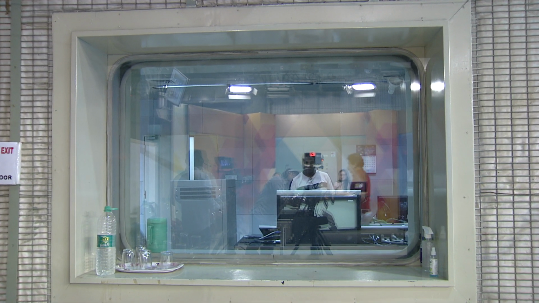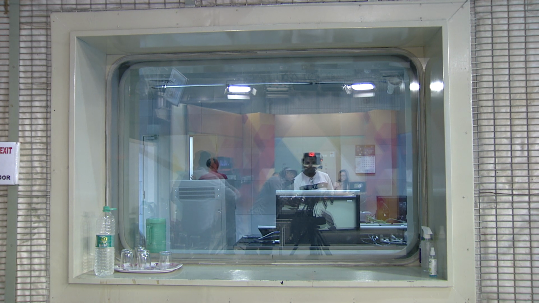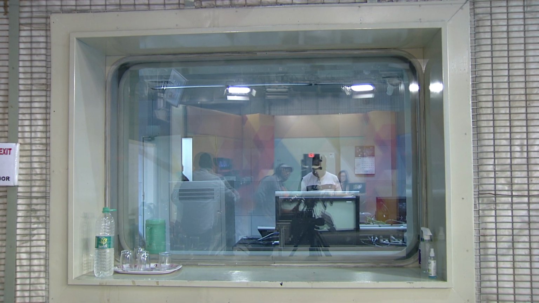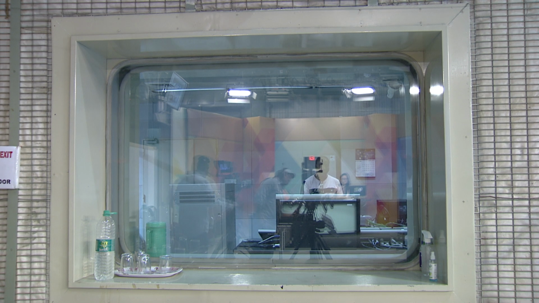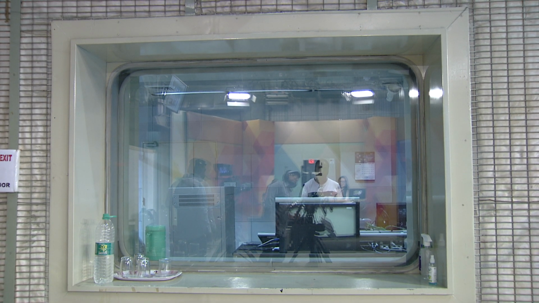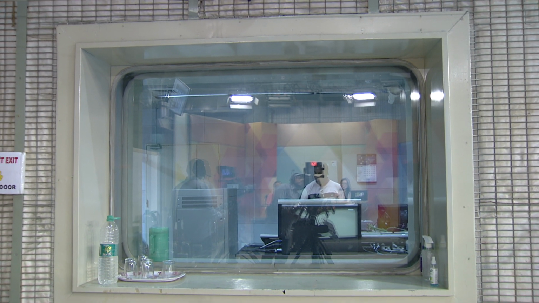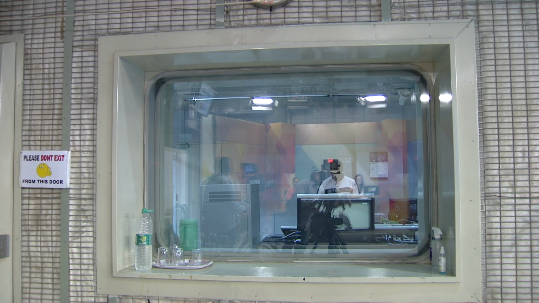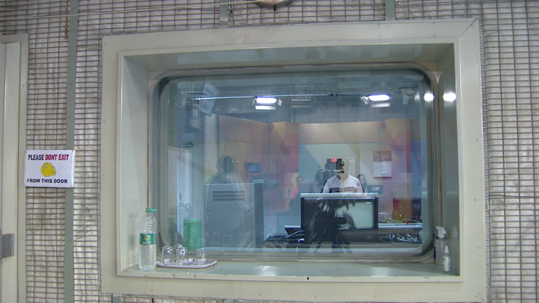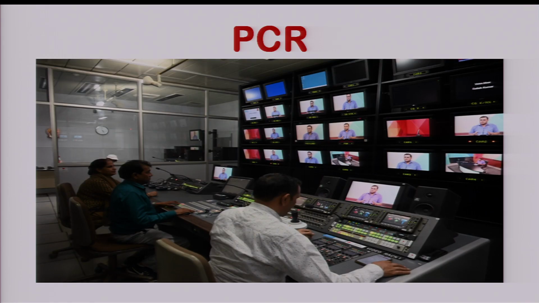So now let's talk about the PCR, production control room. As you can see, one of our cameras is now focusing on the production control room. This is the screen through which the studio and the PCR can see each other. So PCR as such is the heart of production, and especially online editing is happening at the time that the broadcast is happening. So whether you're doing a live show or whether you are doing a pre-recorded recording, online editing happens at the PCR.